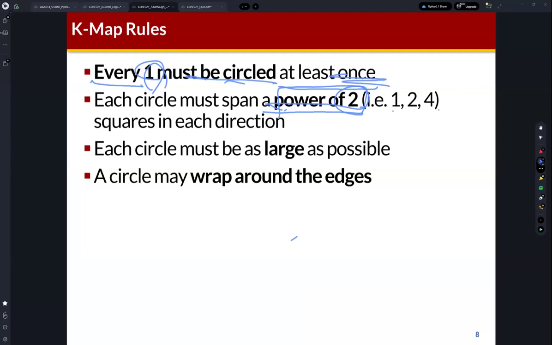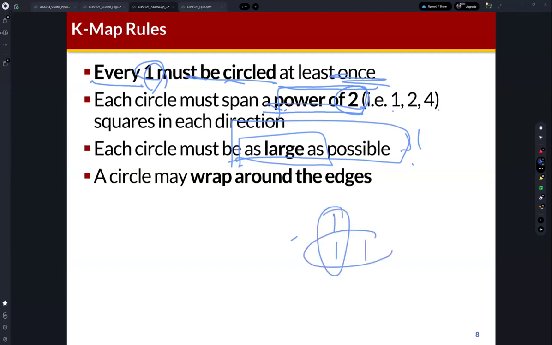Okay, each circle must be as large as possible. This is important. In the exam, actually the midterm exam will include Karnaugh map questions. But some students just miss this point. We need to use the larger circle, as large as possible. The circle needs to be as large as possible. So like this, 1 1 1.